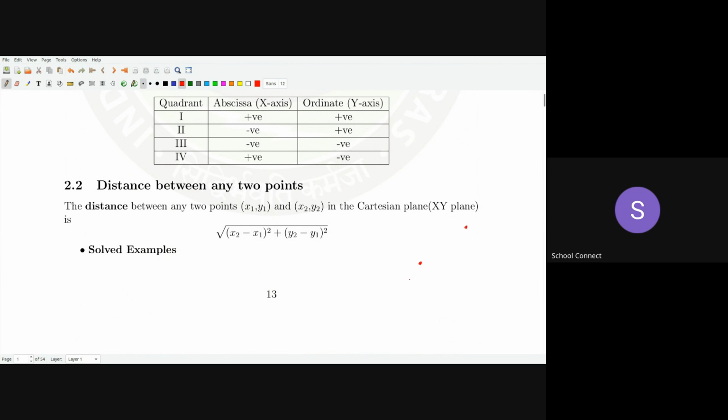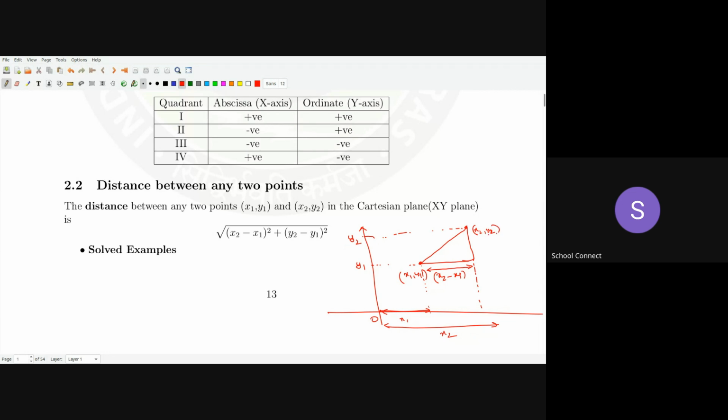So you have 2 points x1 comma y1 and x2 comma y2. So there will be an origin. So this represents, this is x1, this is x2, right? So that means you construct a right angle triangle such that this is x1 and this is x2. So this side length will be x2 minus x1. Similarly, since this is y1, this will be y1 and this will be y2.